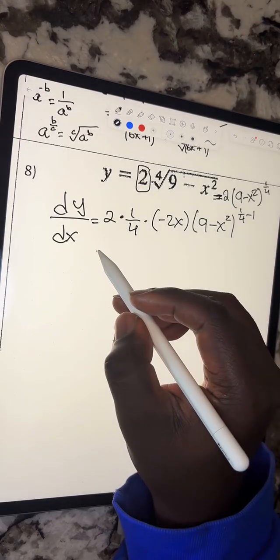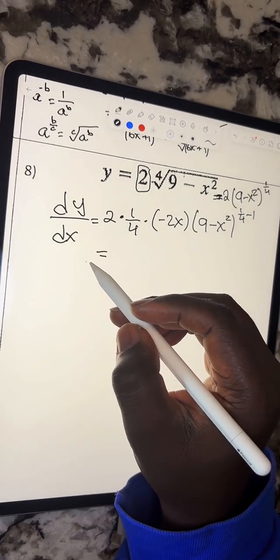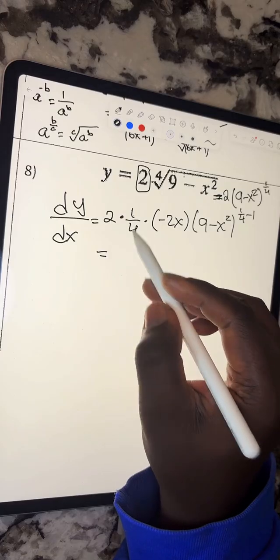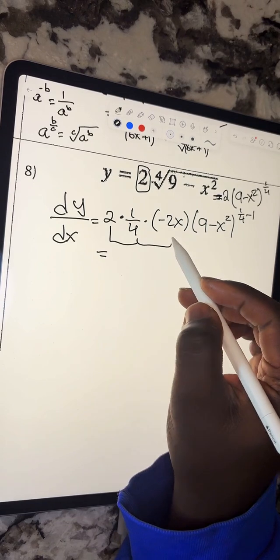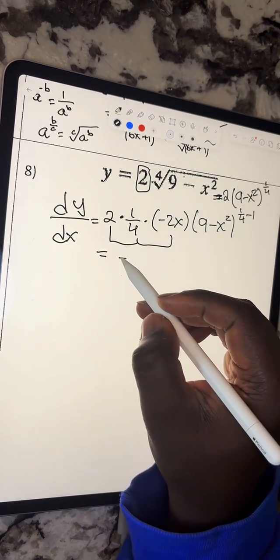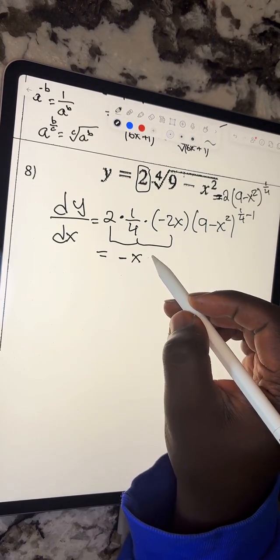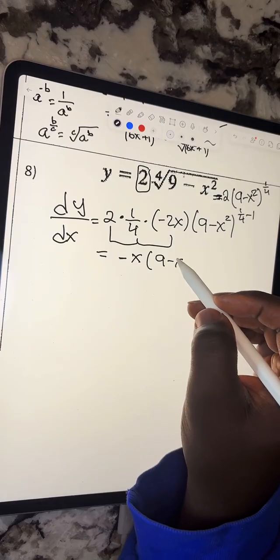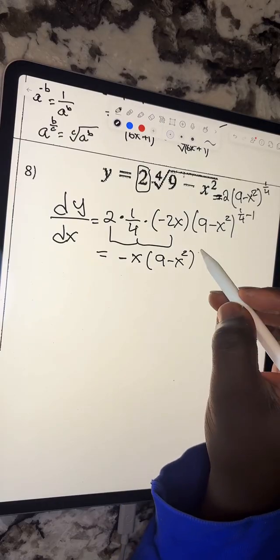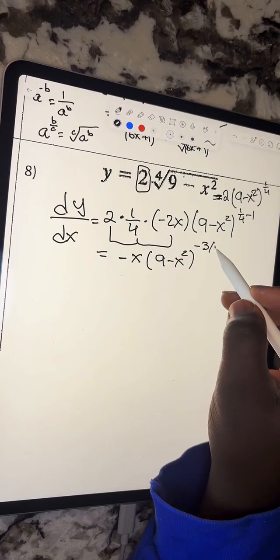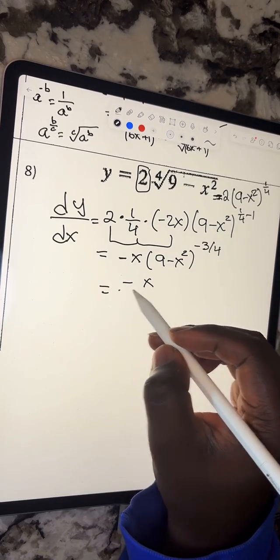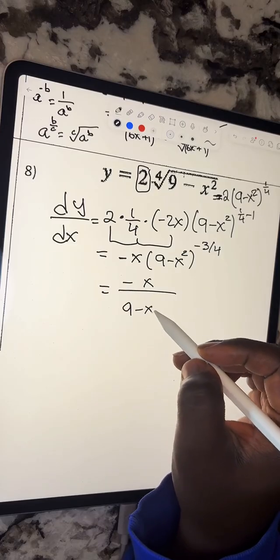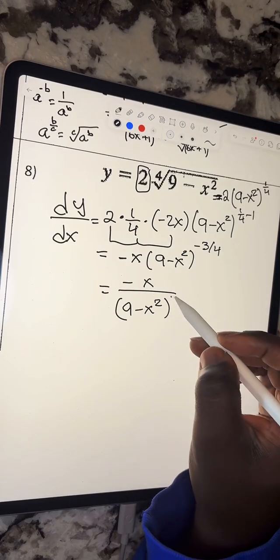Okay? So 2 times 1/4. So now combining like terms, you have 2 times 1/4 times negative 2. That would be negative 1. So negative 1x times (9 minus x squared) to the power of 1/4 minus 1, that's negative 3/4. Or someone may decide to write it as negative x over (9 minus x squared) to the power of 3/4.